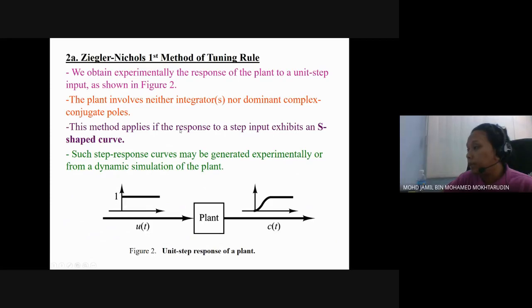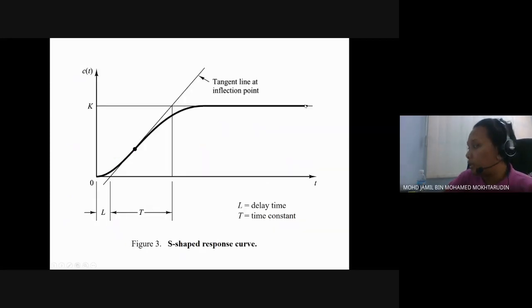This method applies if the time response of the plant exhibits an S-shaped curve. So if your plant has this curve, c(t), in the form of an S shape, then you can use the first method. Let's say this is the S-shaped curve, the time response for the plant. First you need to determine two parameters from the curve. The first parameter is L, the delay time. Delay time is the time when the curve starts to rise, so here it is from 0 until around here, before it starts rising.